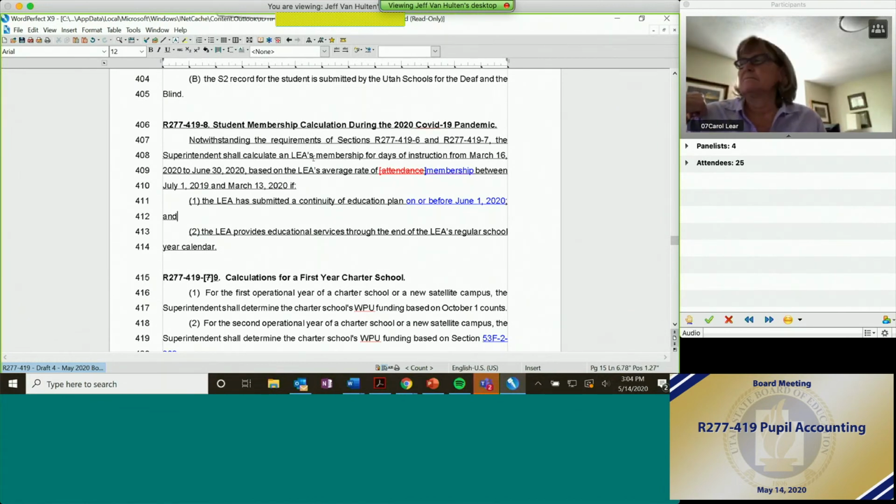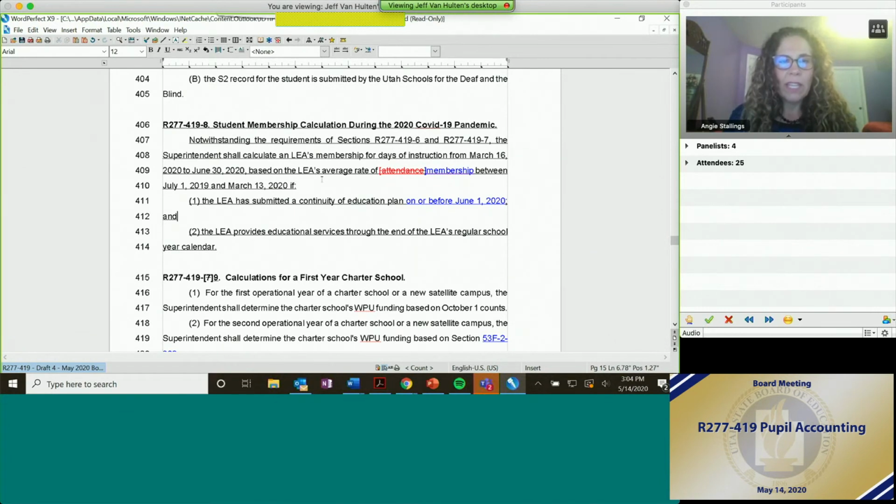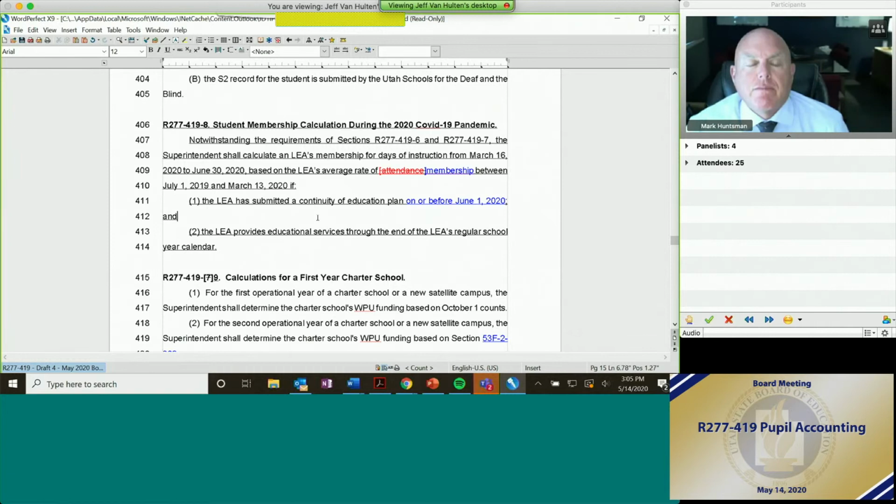Chair, may I make one? Yes. I would recommend we keep the apostrophes, because we are writing in the singular here. If you see, it says the superintendent shall calculate an LEA's membership, the LEA. So if you don't mind, we'd like to keep the apostrophes. Totally apologize. You are absolutely right. Not a problem. Thank you.